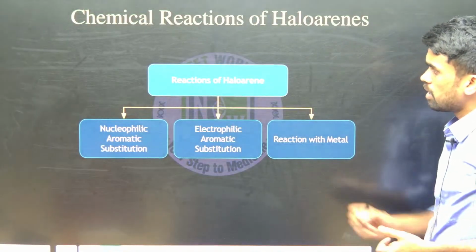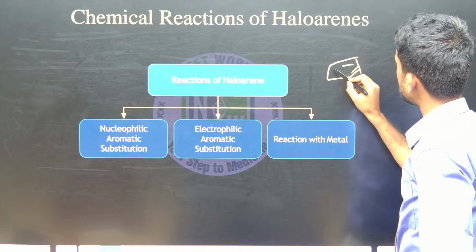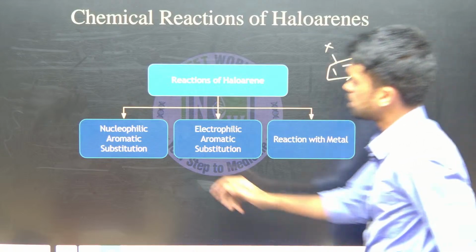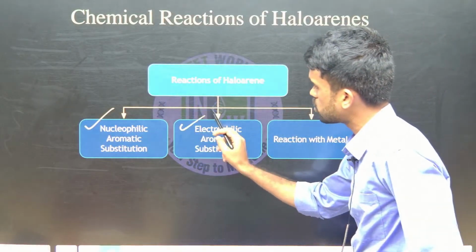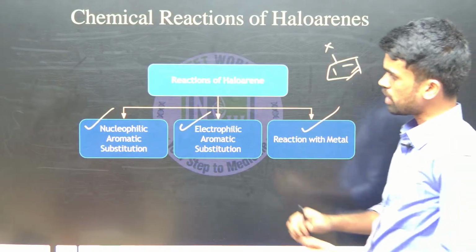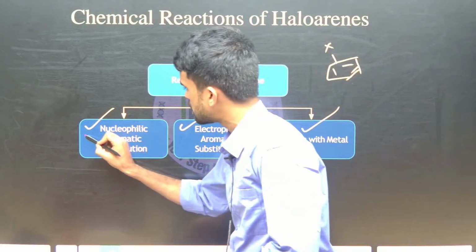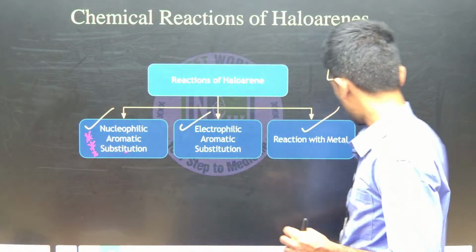So now, the substitution reactions, I mean what are the possible reactions in haloarenes, we will be discussing. The first one is nucleophilic aromatic substitution, the next one is electrophilic aromatic substitution, and the next reaction is with the metal. As of now I will be explaining this nucleophilic aromatic substitution reaction. It is important.